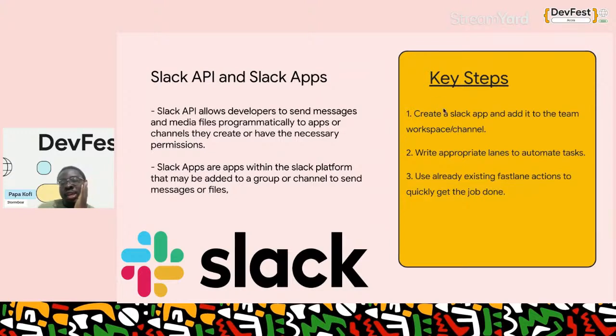So let's go through the key steps, right? Number one, you have to create a Slack app first of all. Then you can add it to your workspace or the Slack channel. Number two is write appropriate lanes to automate tasks. I'll talk about this more. Number three is use already existing Fastlane actions. I'll also talk about that. They are all generally under the bracket of Fastlane.